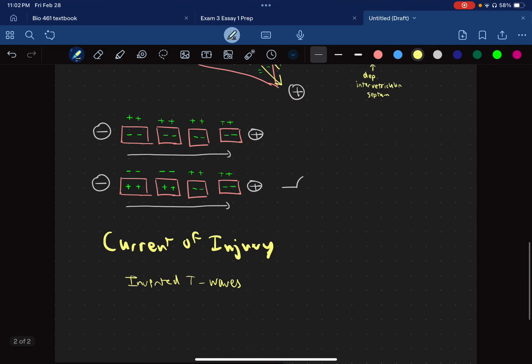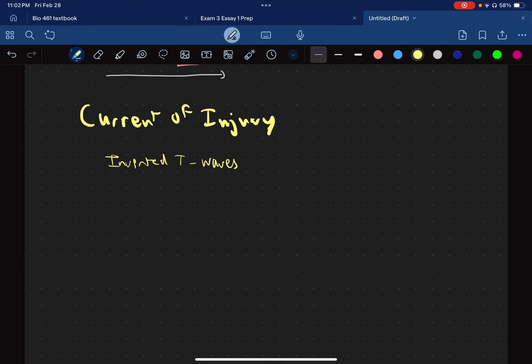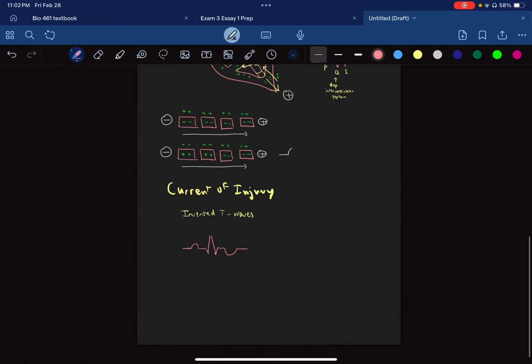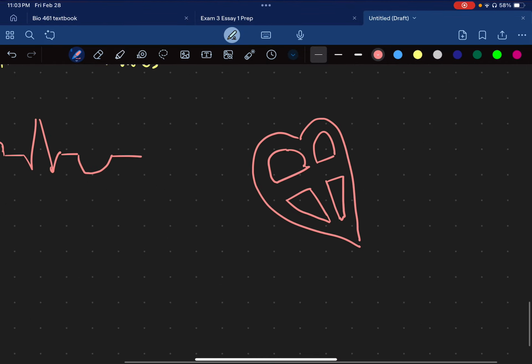So our normal EKG graph is going to look like this. But if we go to our inverted T wave, I can just draw that real quick. It's going to look totally normal, but then at the T, it's going to be inverted. And the reason for that is something called hypoxia. So hypoxia is when there's not enough oxygen supplied to a cell.